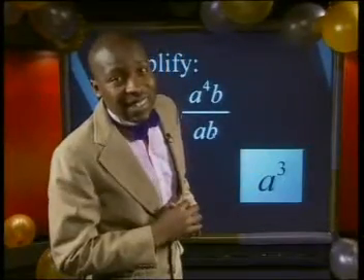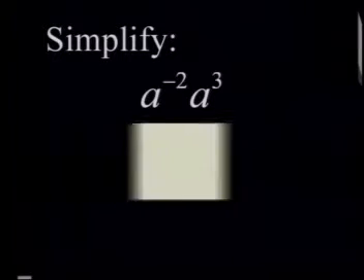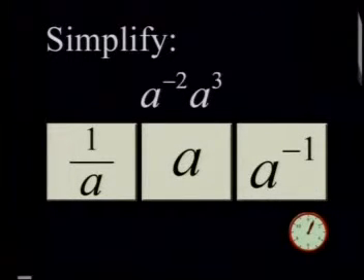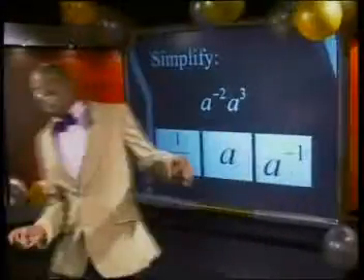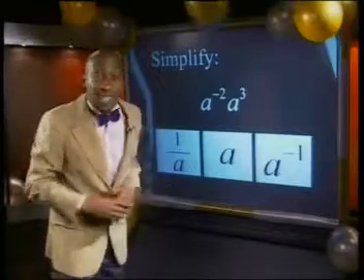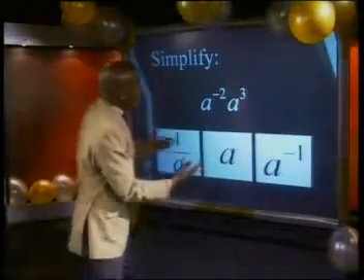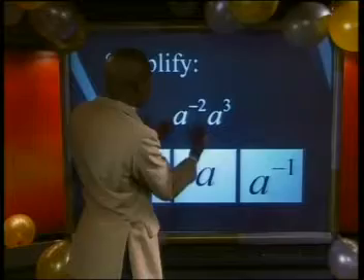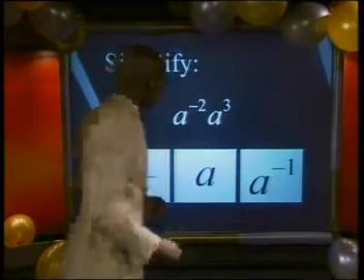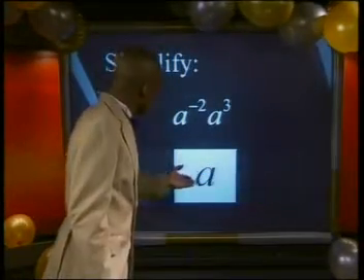How about this one? A to the power of negative 2 multiplied by A to the power of 3. Can you tell me which one is correct? Nice one if you know your exponential laws. When we multiply the powers of the same base, we just add the exponents. And then the answer will be A.